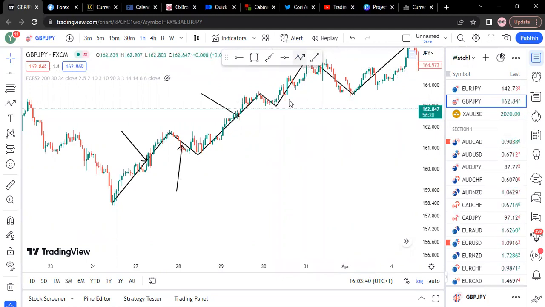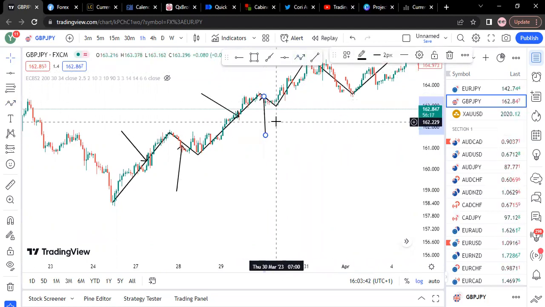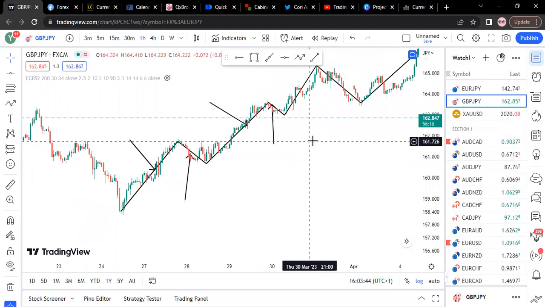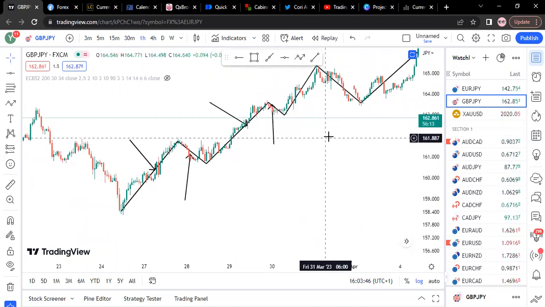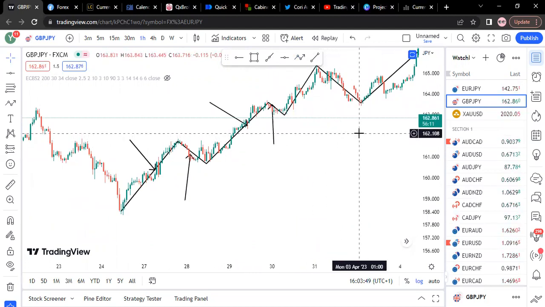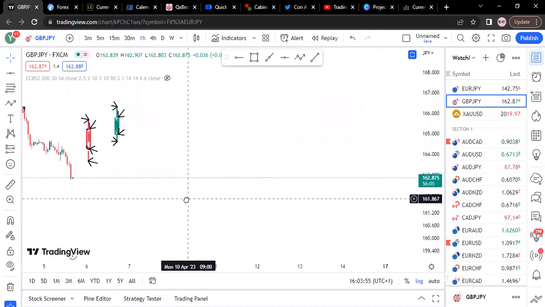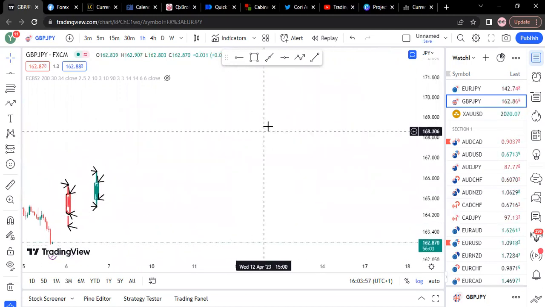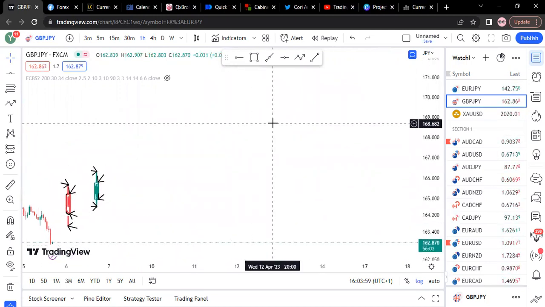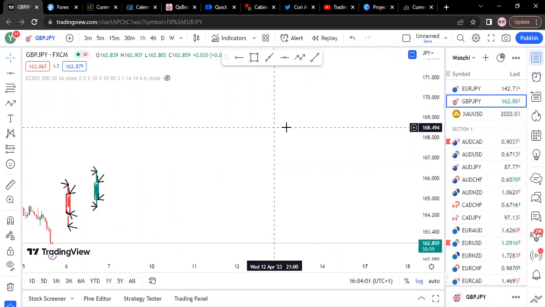So this is a pullback, right? So it continues like that. Whenever you have an impulsive move, a pullback, impulsive move, and a pullback, it is giving us what we refer to as a trend. It gives us what we refer to as a trending market. Now, one thing you need to know about the trending market, again, is the fact that every trending market gives us an opportunity for entry.